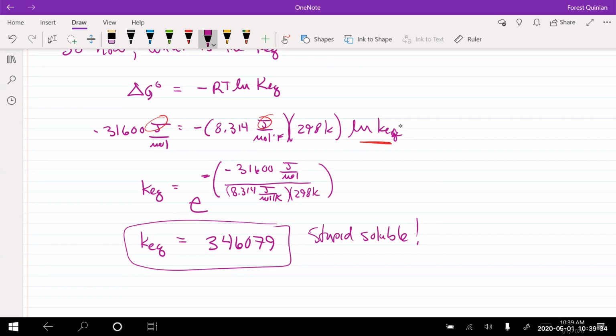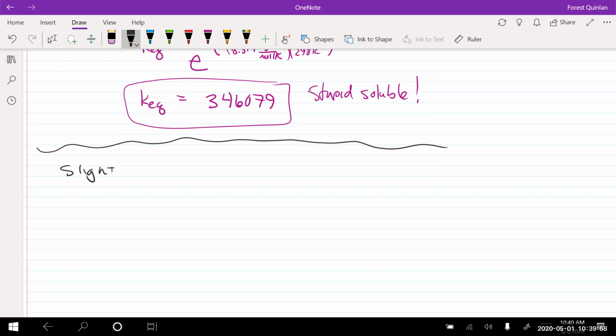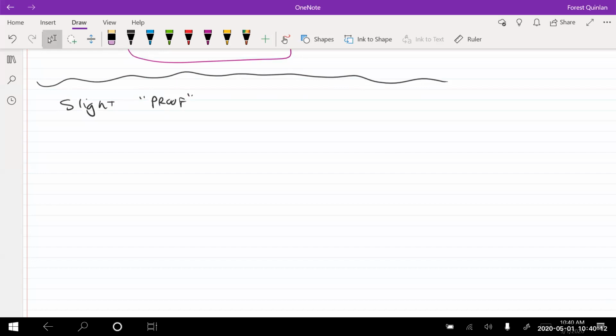Let's take a look here at just sort of proving how they get all their numbers here. A slight proof here. Because sometimes you can look up delta H's and S's, and sometimes you can actually go straight to the delta G's. So I just want to point something out here.